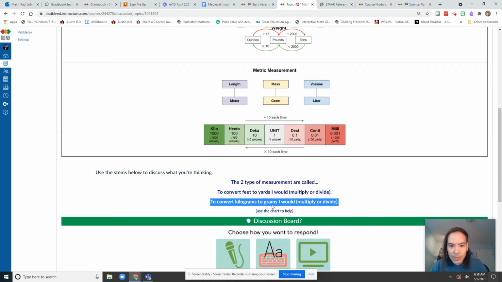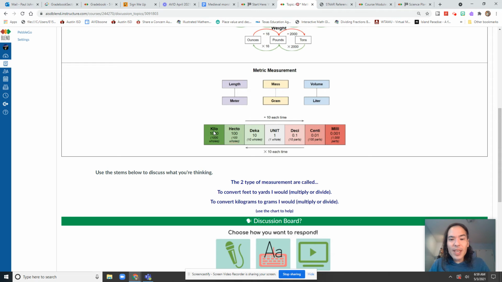Let's see, what am I saying? To convert kilograms to grams, if you have 1,000 kilograms, you would divide by 1,000 to find out how many grams you have. I think I got that backwards. To convert kilograms to grams, you're going to have more grams than you would have kilograms. So you multiply. I'm sorry, it's early.